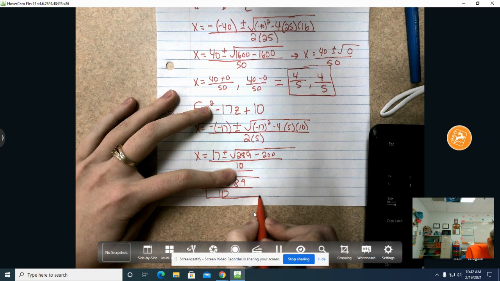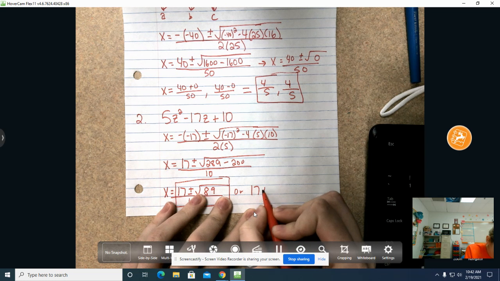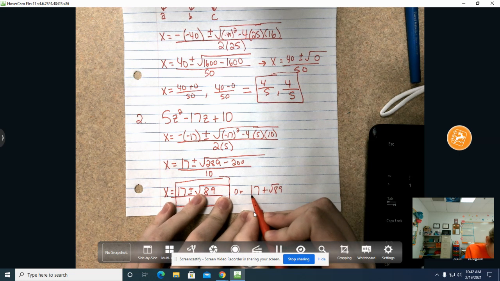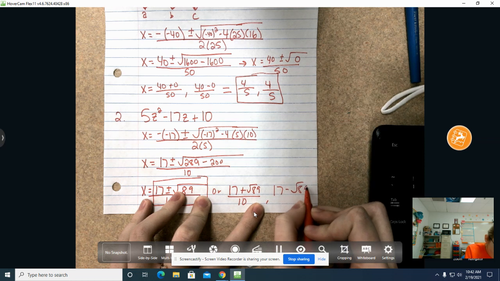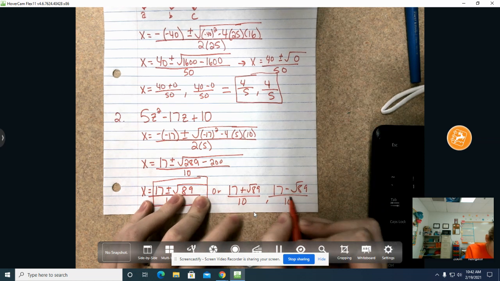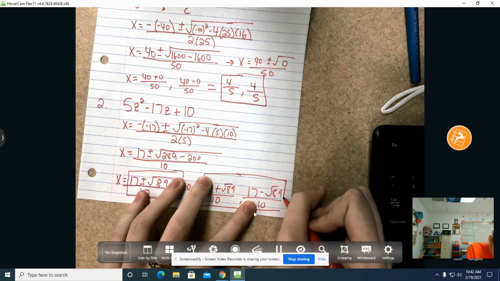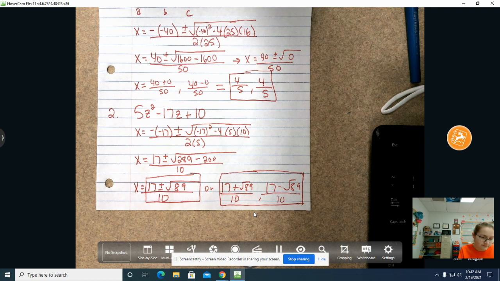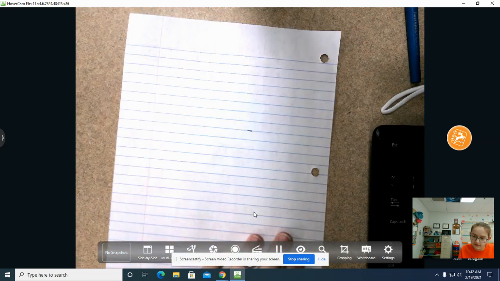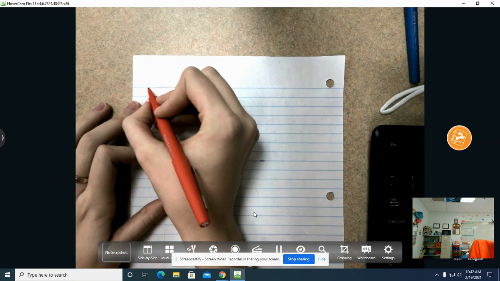So you could either type it like this, or you could break it up into two, and one of your answers could be 17 plus the square root of 89 over 10, and the other answer could be 17 minus the square root of 89 over 10. Either one of those would suffice. Okay. Let's do one more example, and then I'll give you all a couple to try.